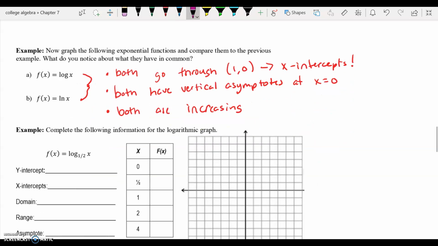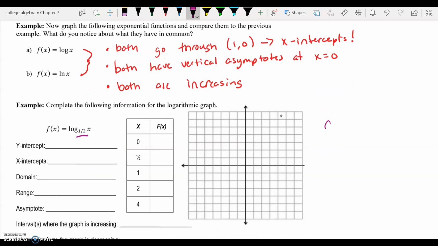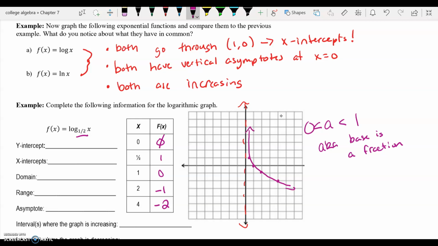However, if I change the base to a fraction, so if it's between 0 and 1, aka the base is a fraction, then here's what happens. I still have no y-intercept, however, it changes the way your graph goes. So there is no y-intercept, but I go through 1/2, 1; 1, 0; 2, -1; 4, -2. So I still have my vertical asymptote here. It changes the way the graph looks. So now instead of increasing, it's going to be decreasing the whole time.